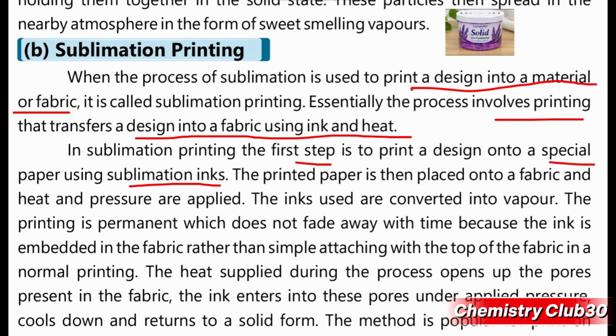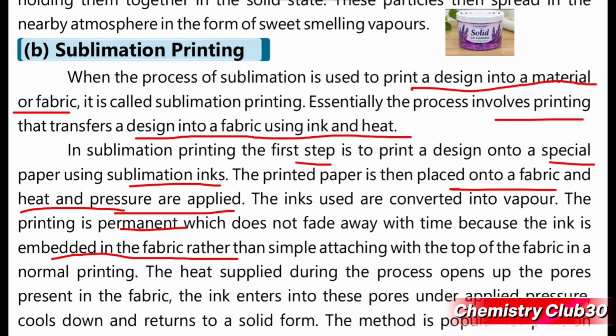The printed paper is then placed onto a fabric and heat and pressure are applied. So there are two things which are necessary. One is heat and other is pressure. The inks used are converted into vapors. The printing is permanent, which does not fade away with time because the ink is embedded in the fabric rather than simply attaching to the top of fabric as in normal printing.